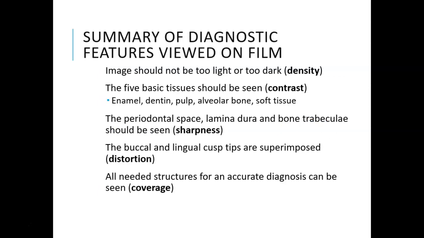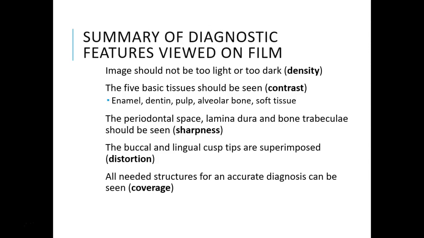Summary of diagnostic features viewed on film. So an image should not be too light or too dark. That's the density. We want it somewhere in the middle. The five basic tissues should be seen. This is contrast. We want to see enamel. We want to see a difference between enamel, dentin, pulp, the alveolar bone, and all of the variation in the bone and the cortical plates and all of these things to see the bone health. And then soft tissue, you can actually see the outline of like gingival tissue.